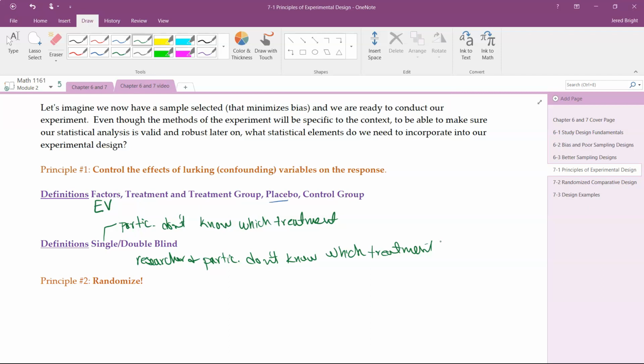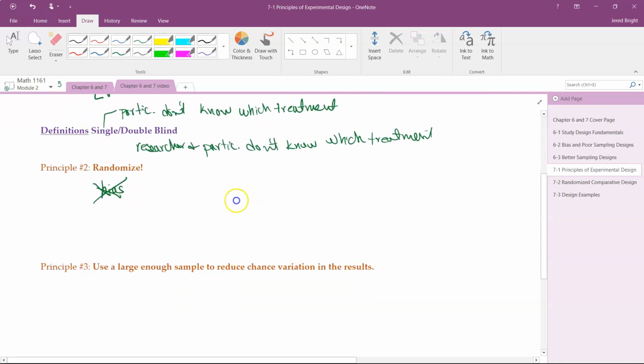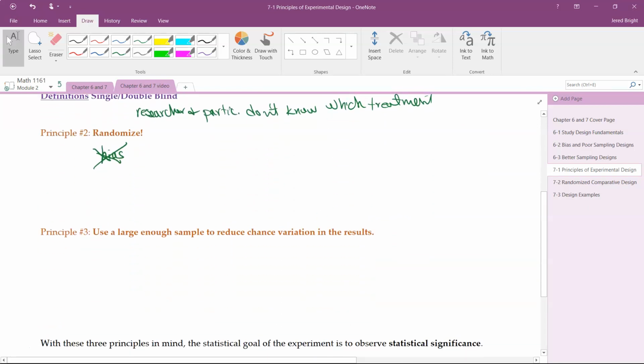Okay, the next major principle of experimental design is to use randomization whenever possible. Okay, and that helps to eliminate bias. Okay, and then the last major thing that we need to be aware of is using a large enough sample so that we can reduce any variation that might happen by chance.